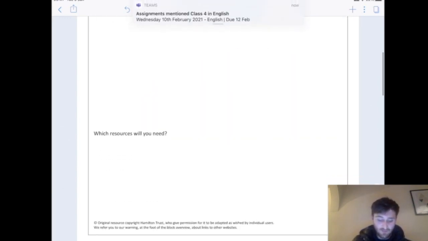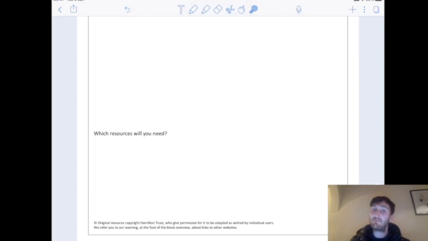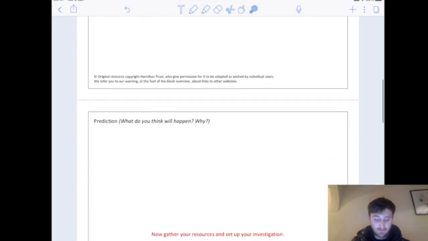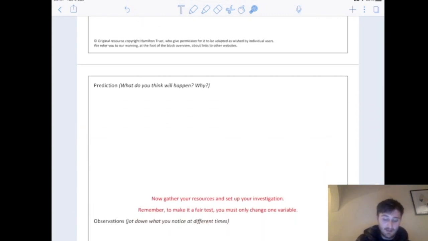And then which resources will you need, or which resources have you used? Well, you've used 4 glasses, you've used some water, you might have used a measuring jug. Write down which resources you will need. And then on the next page, a prediction. So what do you think will happen to the glasses of water? Will any of the glasses of water do something quite quickly? Will nothing happen at all? And then I want you to say why you think this happens.